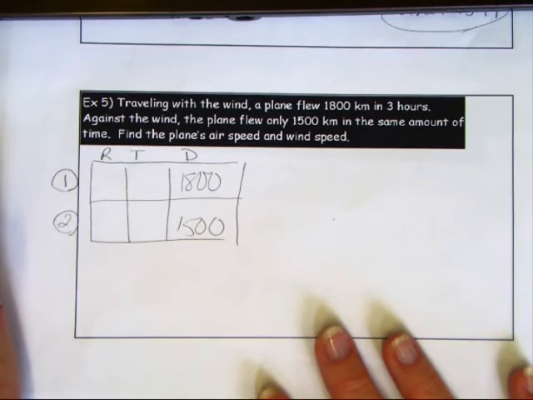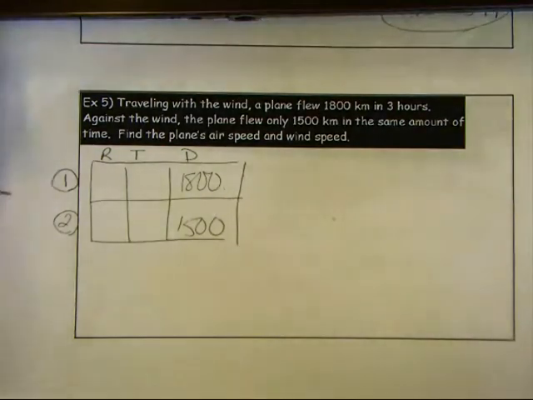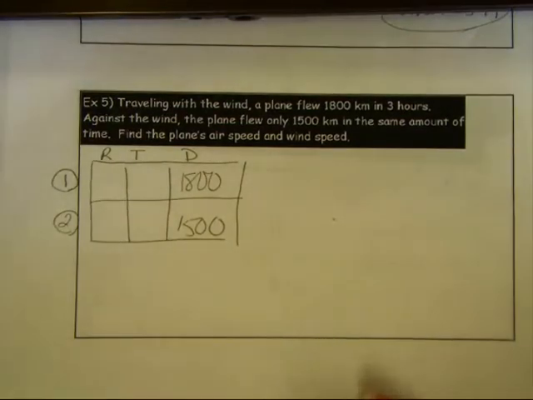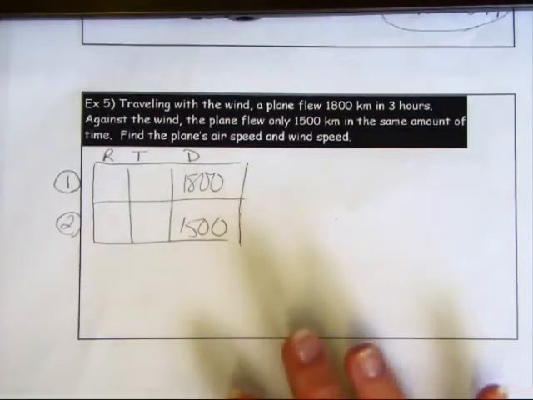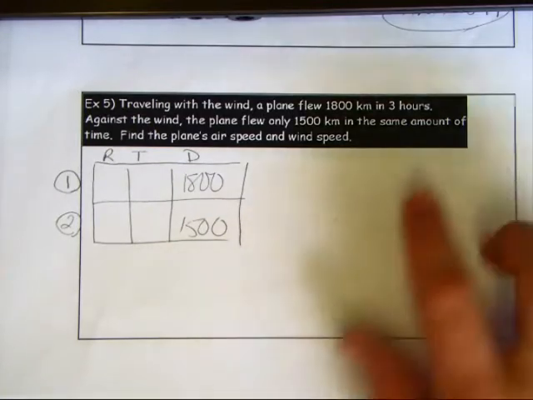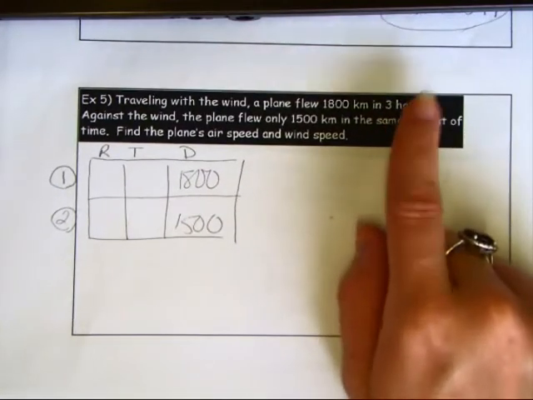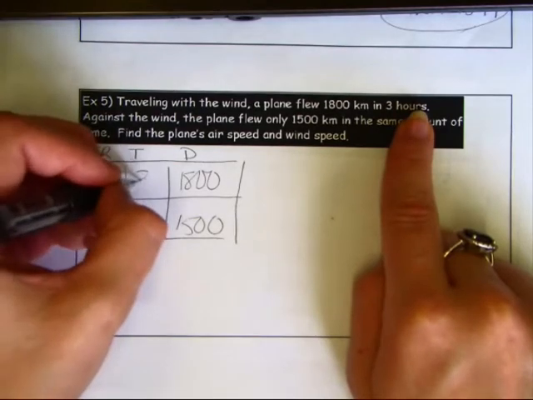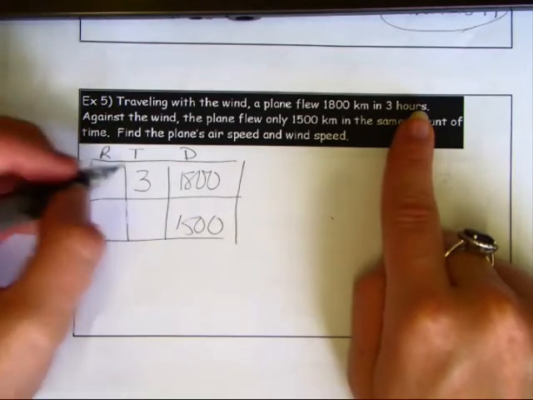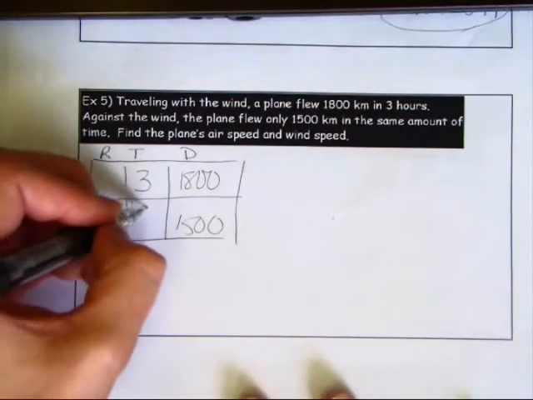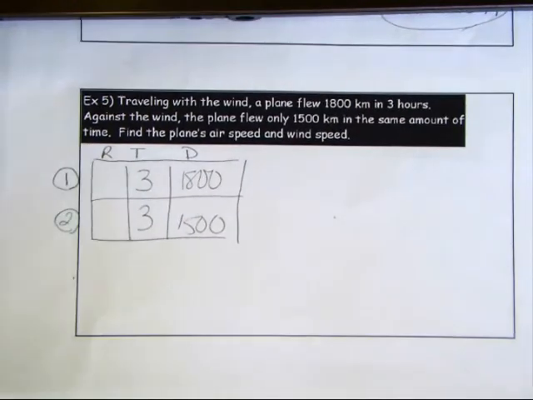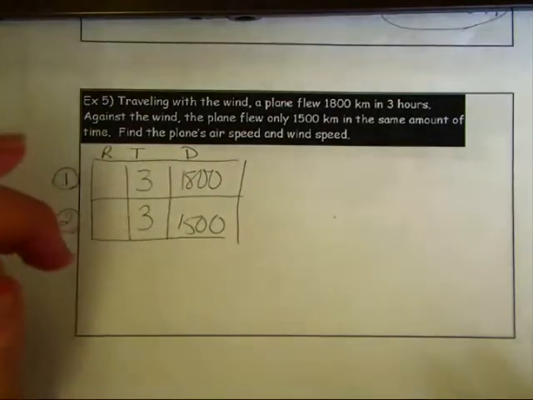They said something very important in the problem, and the very important thing that they mentioned was that it was the same time. But they do give us a time. Do you see it right there? They give us the 3 hours. And if we know that the first plane went 3 hours, and they're telling us the other one is the exact same time, that is also 3 hours.